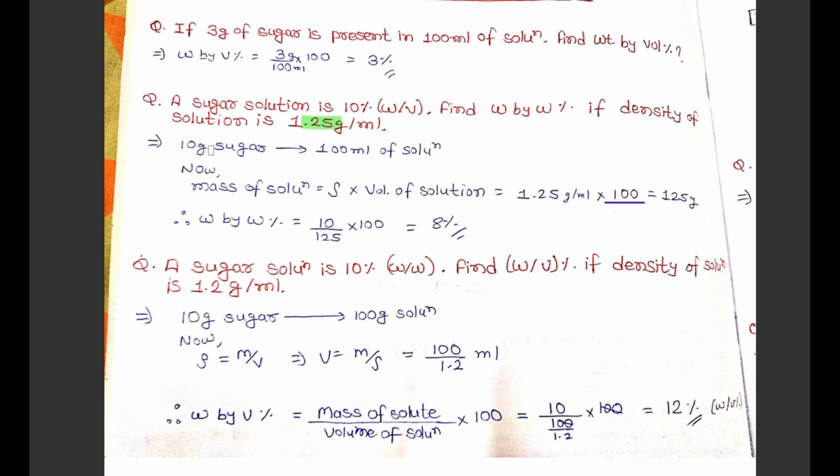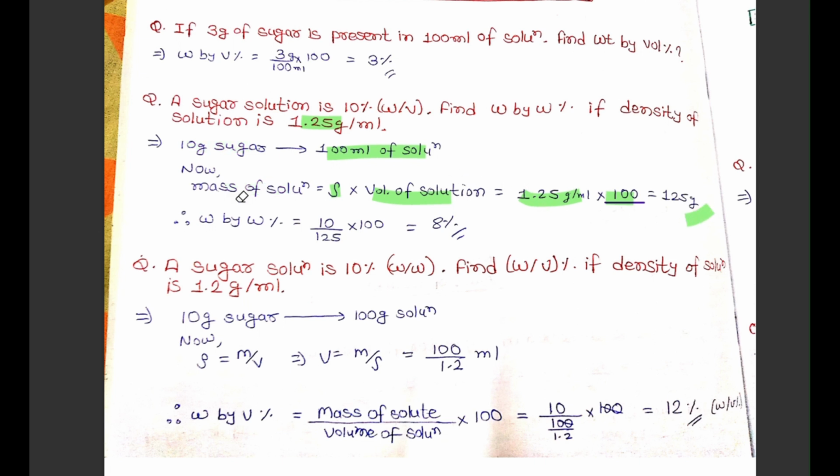So weight by volume percent can also be written as 10 gram of sugar is dissolved in 100 ml of solution. So volume of the solution is 100 ml. Now mass of the solution is equals to density, which is 1.25 gram, into volume, that is 100 ml. So 1.25 gram into 100 is equals to 125 gram is the mass of the solution.